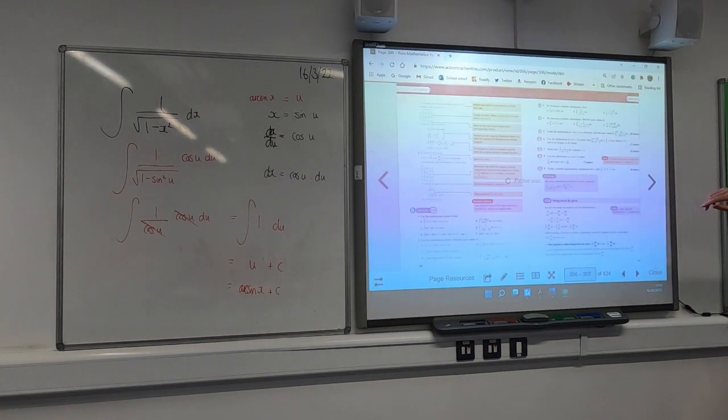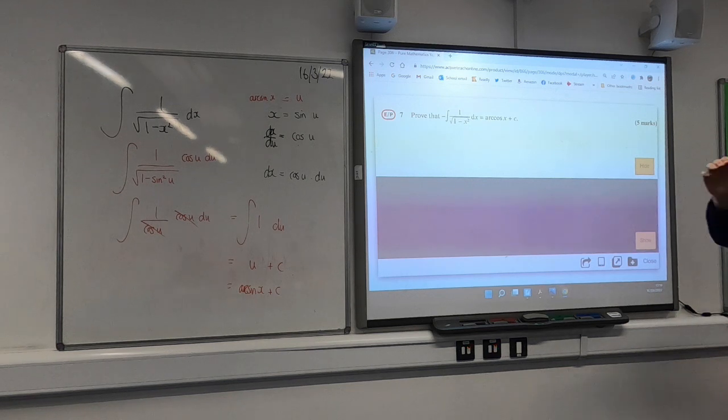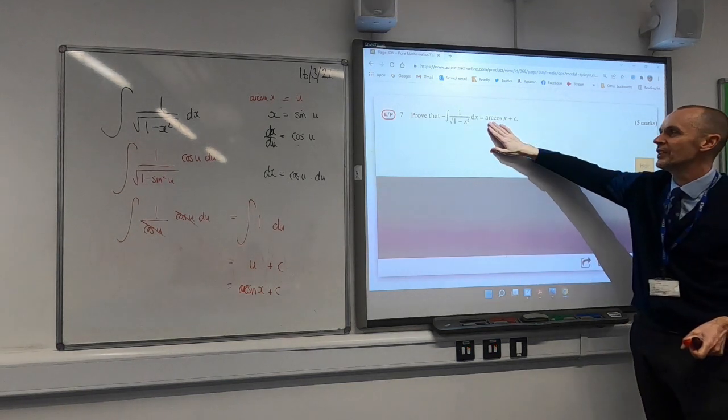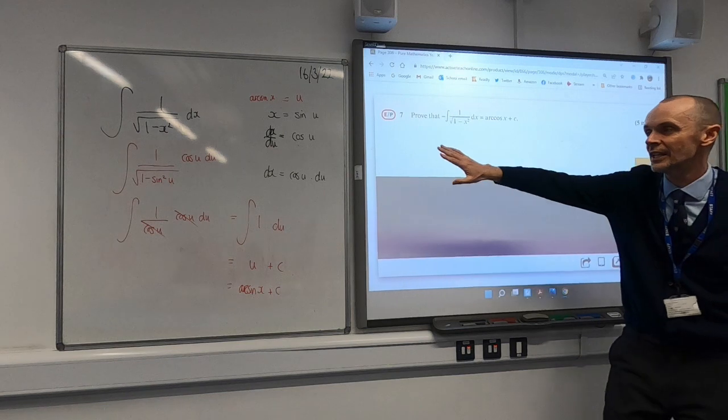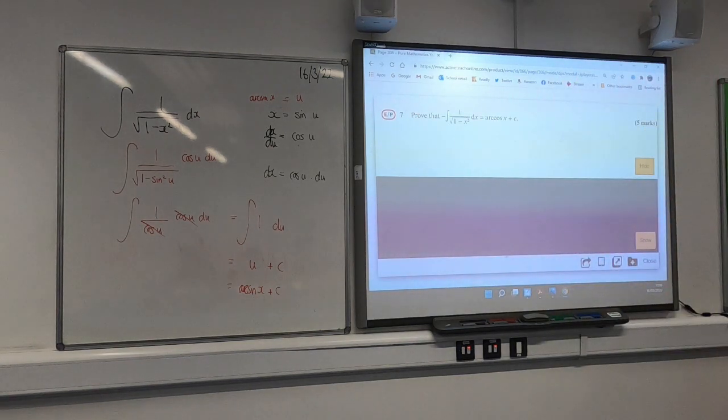See if you can do that one. There's a minus out the front, which I'm just going to leave there and remember at the end. You'll note that this one we want to end up with arc cos, so that it's very similar to this, but that might give you a hint as to what your initial substitution needs to be. So it's very, very similar.